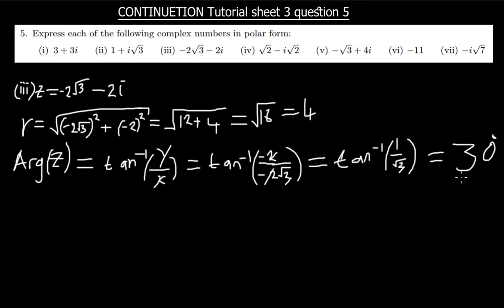This angle is in the first quadrant. In the first part of question 5 I didn't mention this, so let me be clear on this one. When you are going to write your z in polar form, before you write it, you first have to look at your angle. This angle here is in the first quadrant, 30 degrees.